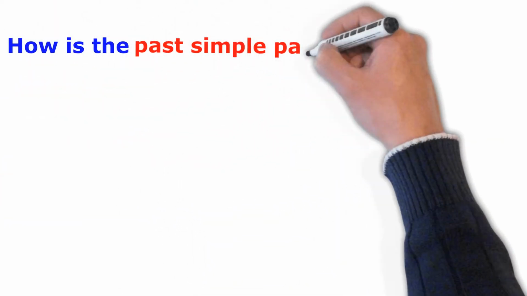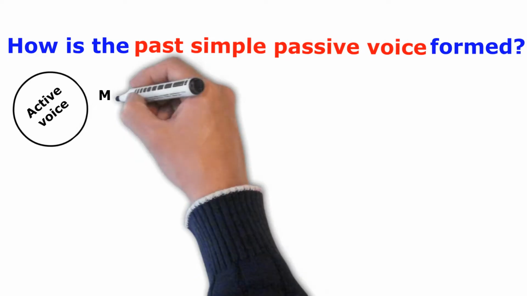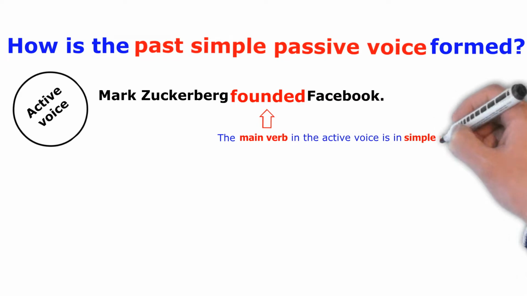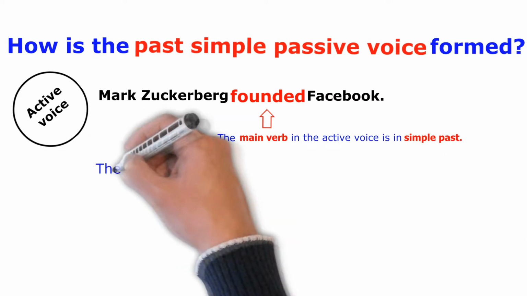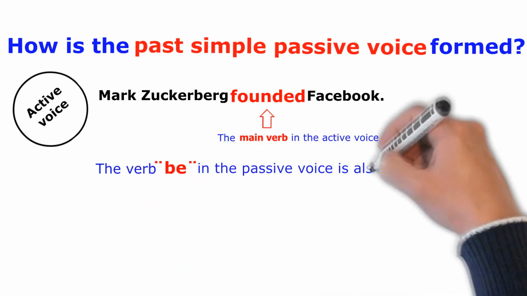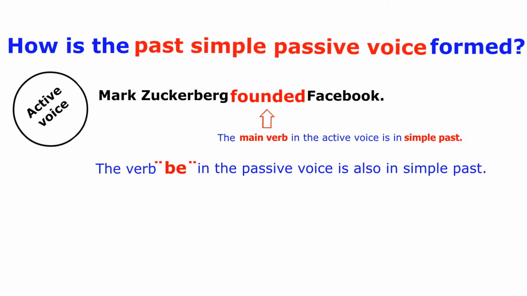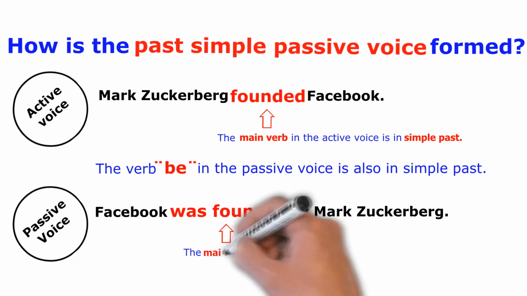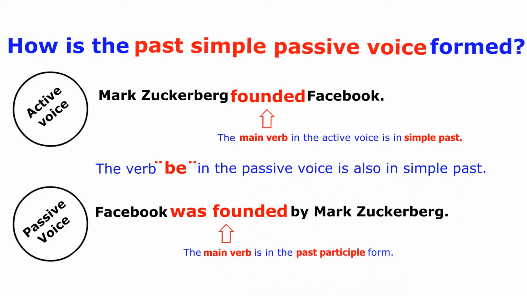How is the past simple passive voice formed? Mark Zuckerberg founded Facebook. The main verb in the active voice is in simple past. The verb be in the passive voice is also in simple past. Facebook was founded by Mark Zuckerberg. The main verb is in the past participle form.